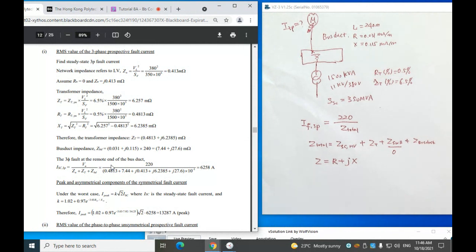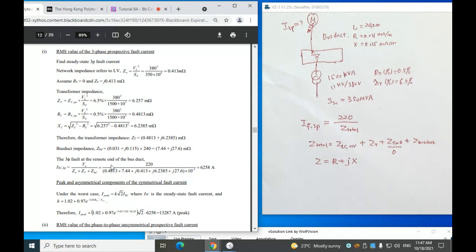Finally, we can express the impedance of the transformer as 0.4813 plus j6.2385. Of course, it may not be necessary to keep those four digits in the calculation. In most cases you can keep two digits, which is good enough. For example, you can say the impedance of the transformer has resistance 0.48 and reactance 6.24. Two digits would be fine, not necessarily four digits.